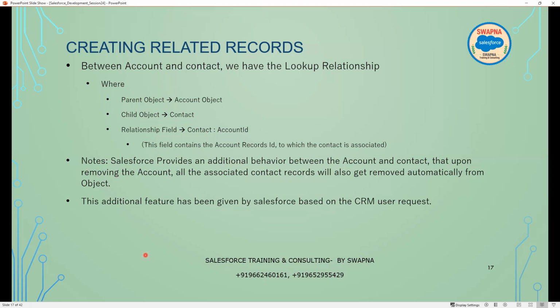But we have an additional feature provided by Salesforce: whenever you delete a parent record, child records are automatically deleted. So we need to explain to the interviewer that the relationship is a lookup relationship, but Salesforce provides additional features, like whenever we delete an account record, the child records also get deleted, which is a master-detail feature available on top of the lookup relationship for the standard objects.